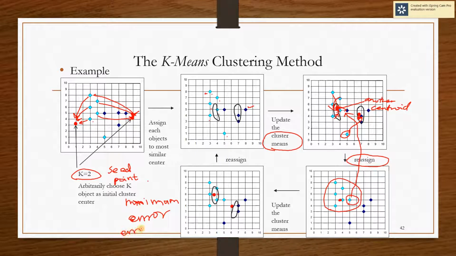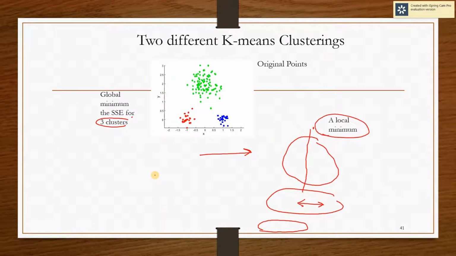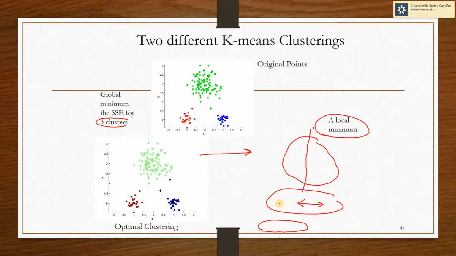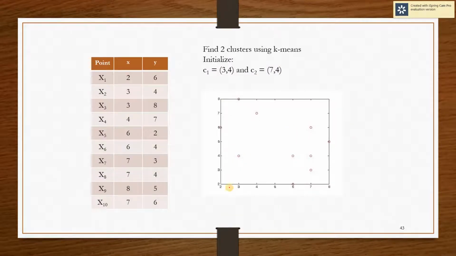Usually the error is reduced per iteration. Or sometimes if you see that there are no changes in the assignment, for example the clusters are not changing anymore, it means that you have the optimal value of clusters. But one thing that you have to be careful with is that sometimes it can get stuck in a local minimum. Let us take a look at this example here.